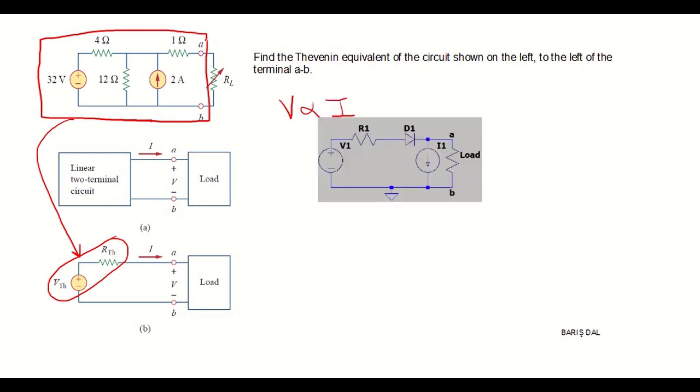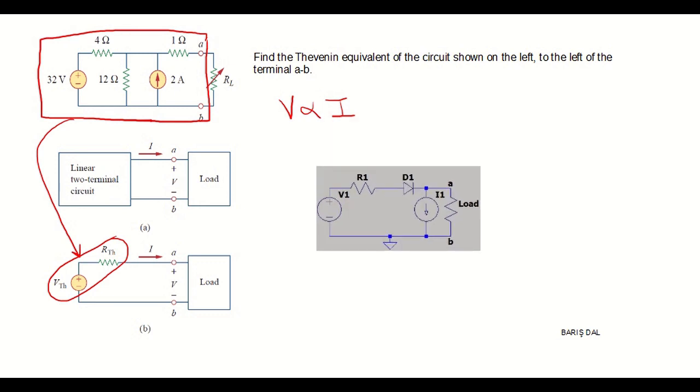Suppose that we have a circuit consisting of a resistor, independent sources, and a diode. Can we apply Thevenin's theorem to this circuit? The answer is no, because of the diode characteristics. It has a characteristic like that. Since this is a nonlinear behavior, we cannot apply Thevenin's theorem to this circuit.